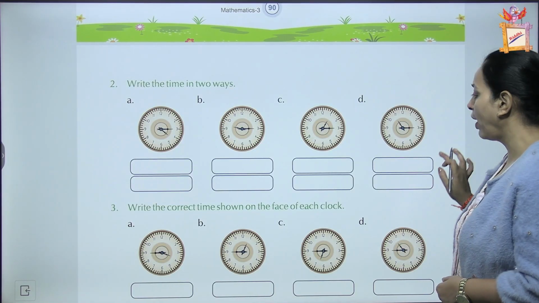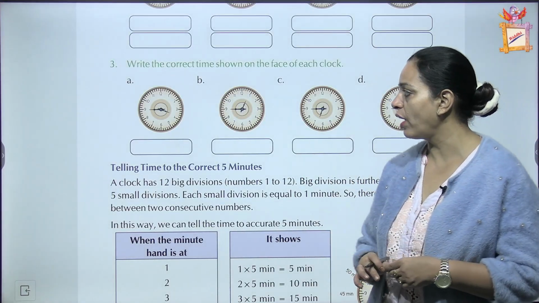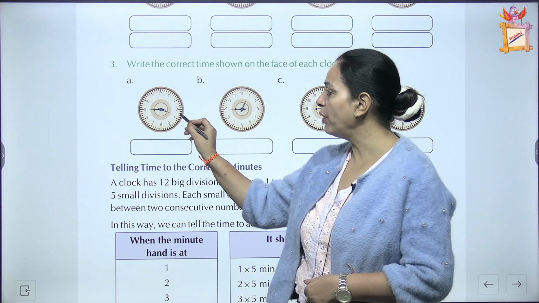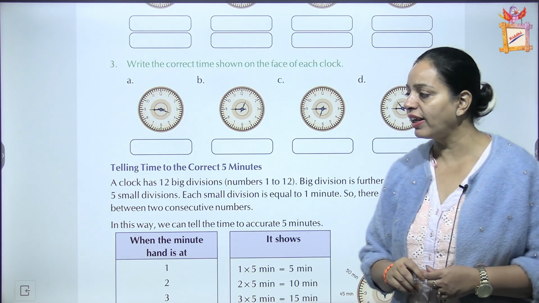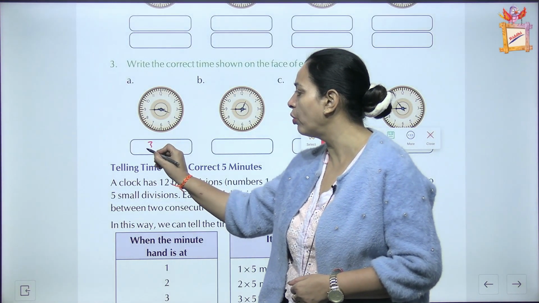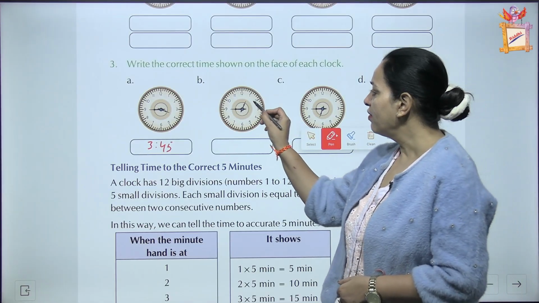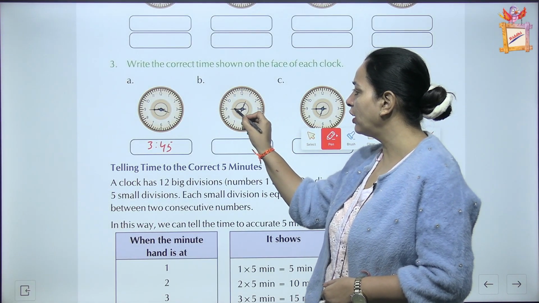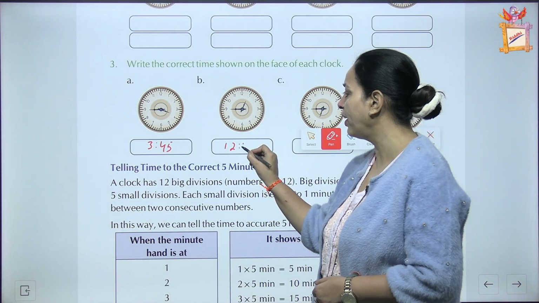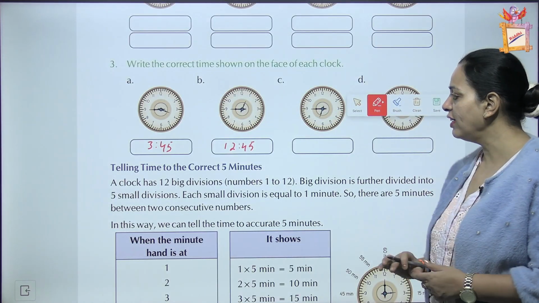Now the third one: write the correct time shown on the face of each clock. So we have to write the time over here. Like here, A part, the hour hand is between 3 and 4 and the minute hand is at 9. So this is 3:45. Like here, the hour hand is between 12 and 1 and the minute hand is at 9. So this is 12:45. Okay. Similarly, you can try these ones.